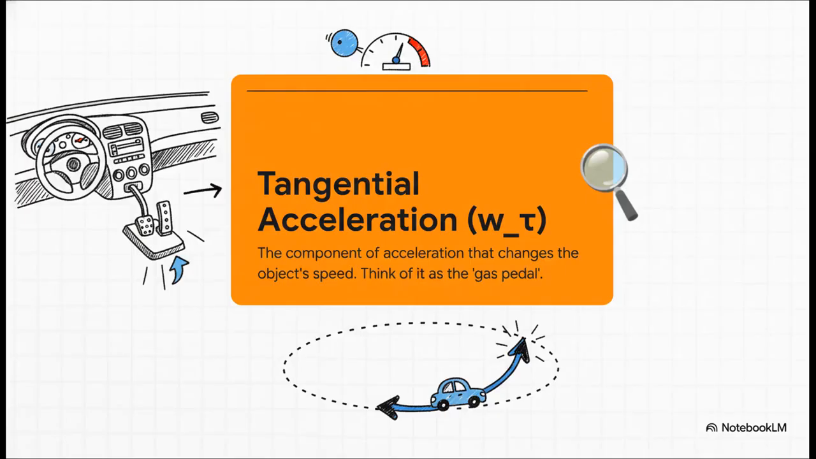First up, we've got something called tangential acceleration. Just like the name says, it's tangent to the circle. It points right along the path of motion. And its only job, its whole purpose in life, is to change the object's speed. The best way to picture this? It's the gas pedal. It makes you speed up or slow down.